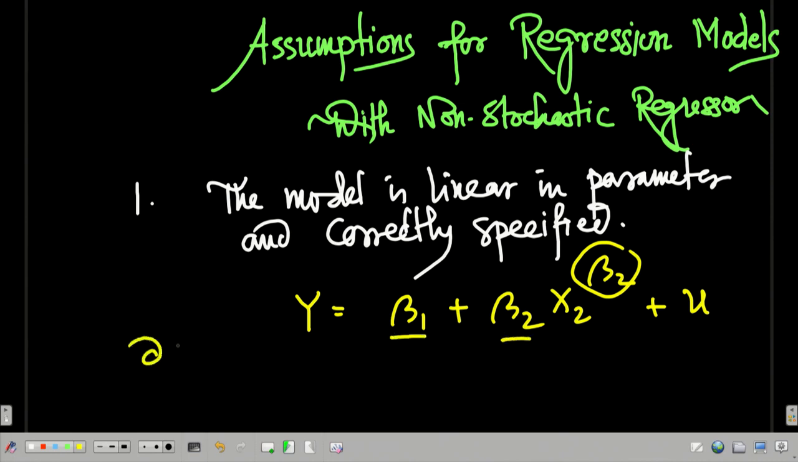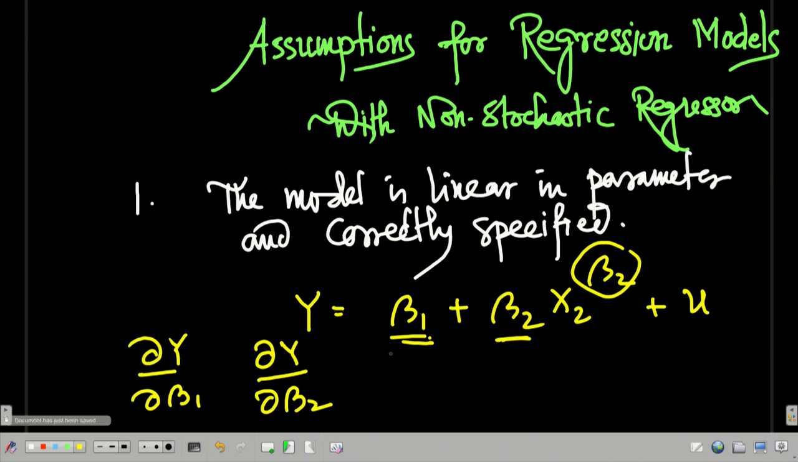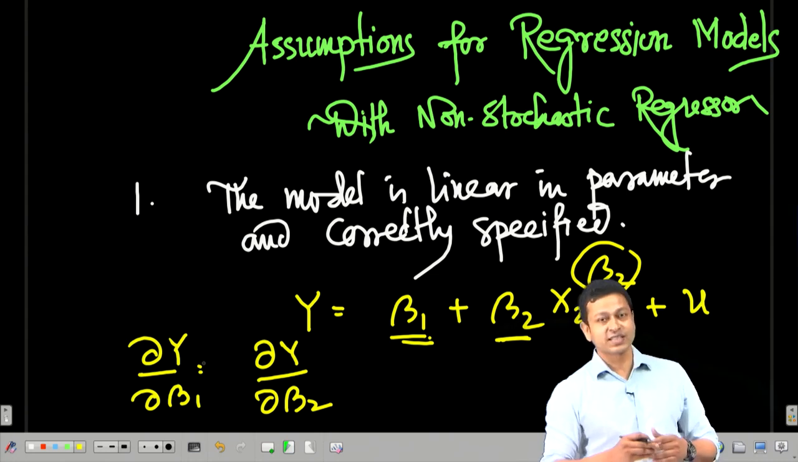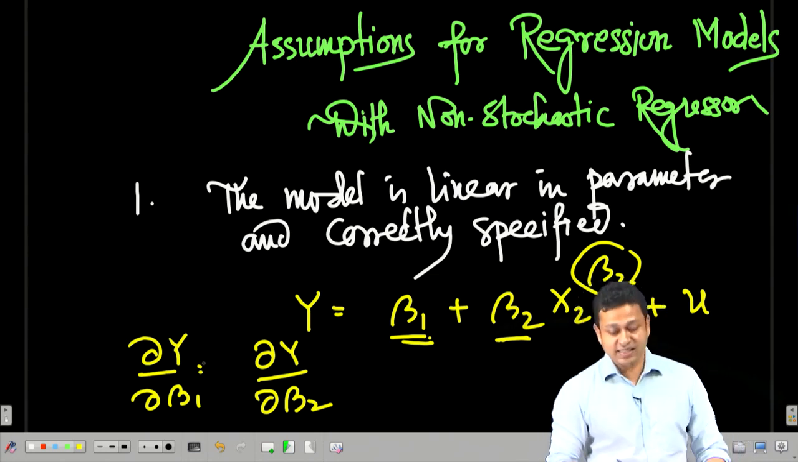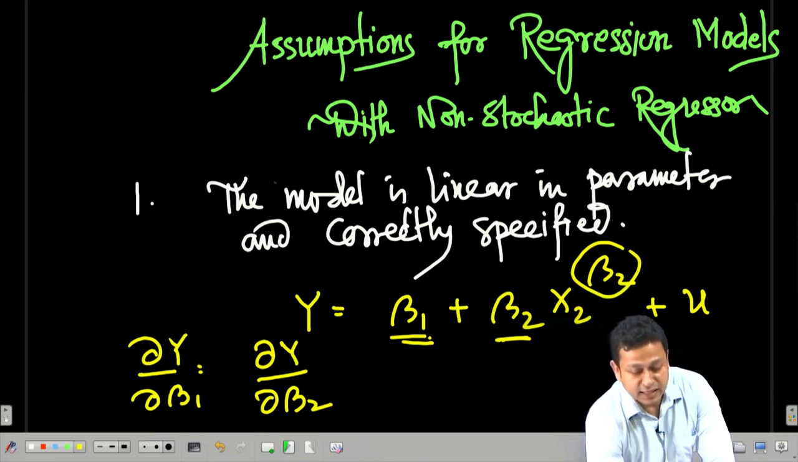What I do basically is take partial differentiation with respect to beta 1 and beta 2, these are my parameters. If I have linearity in parameter, then in one equation my beta 1 vanishes, and in another equation my beta 2 vanishes. But if I have non-linearity, that does not happen, and even after taking the partial derivatives, both beta 1 and beta 2 remain present in the equation. That would be a problem, because we cannot estimate beta 1 and beta 2. So it has to be linear in parameter.